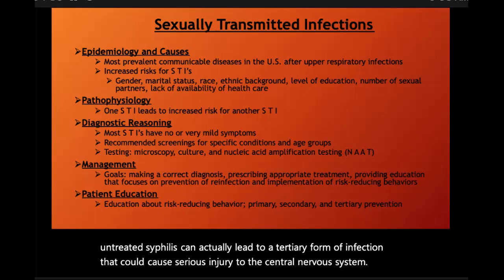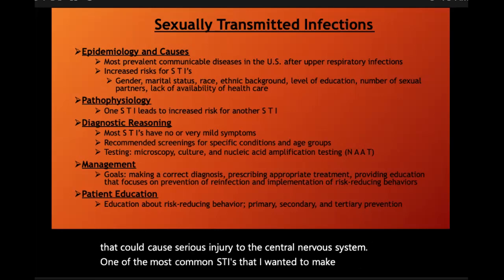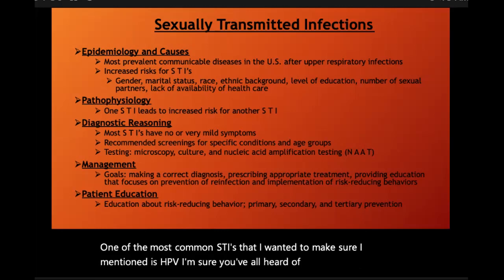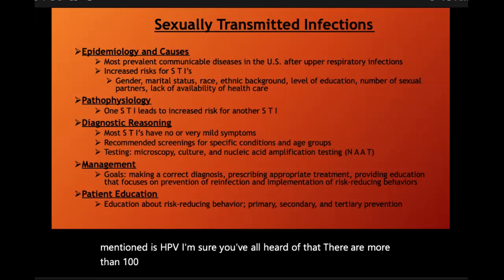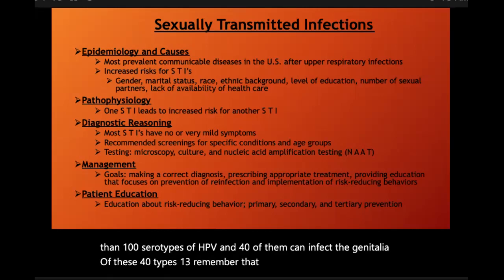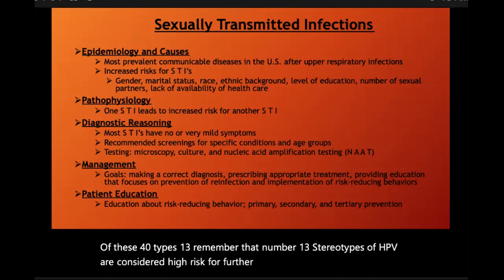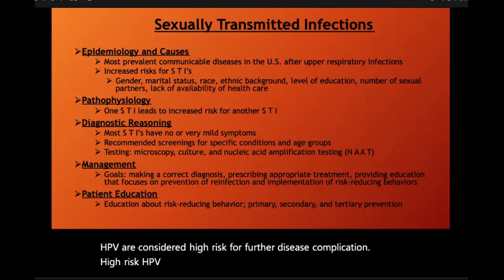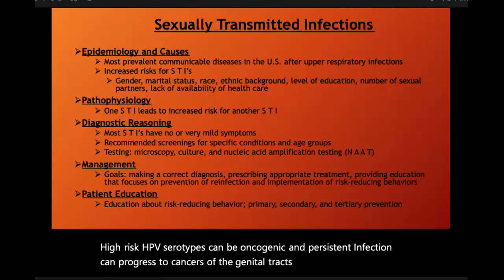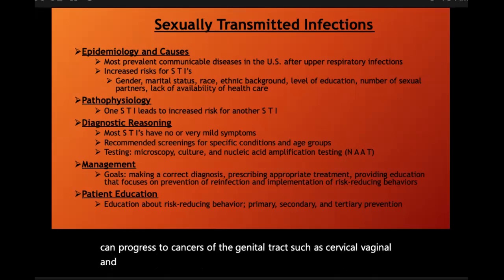One of the most common STIs that I wanted to make sure I mentioned is HPV. I'm sure you've all heard of that. There are more than 100 serotypes of HPV, and 40 of them can infect the genitalia. Of these 40 types, 13, remember that number, 13 serotypes of HPV are considered high risk for further disease complication. High-risk HPV serotypes can be oncogenic, and persistent infection can progress to cancers of the genital tract, such as cervical, vaginal, and penile. Infection with low-risk HPV serotypes causes genital warts on male and female genitalia.